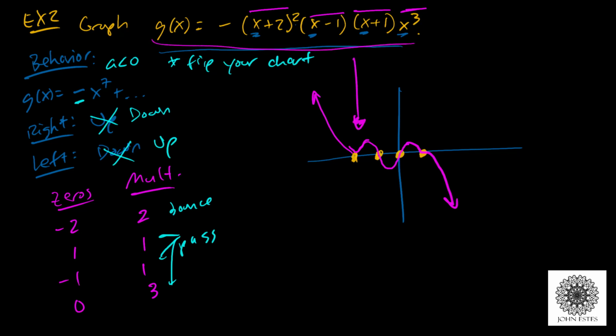And we did it pretty quickly. Again, we just need to know what the end behavior is, the zeros and the multiplicity. Since it's factored, we already have the zeros available, and it's pretty simple.